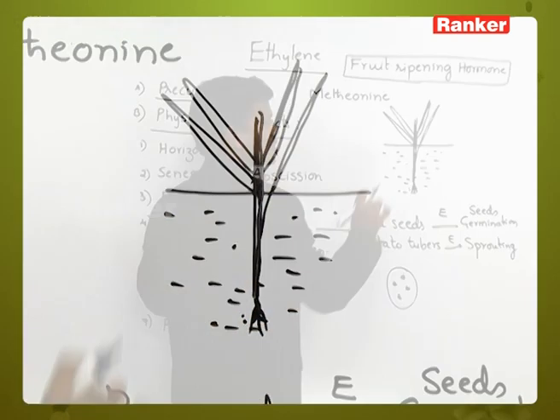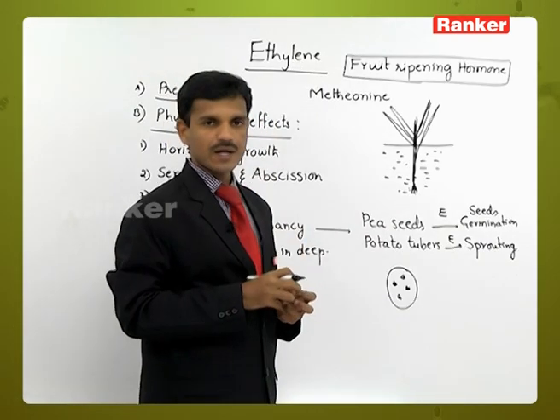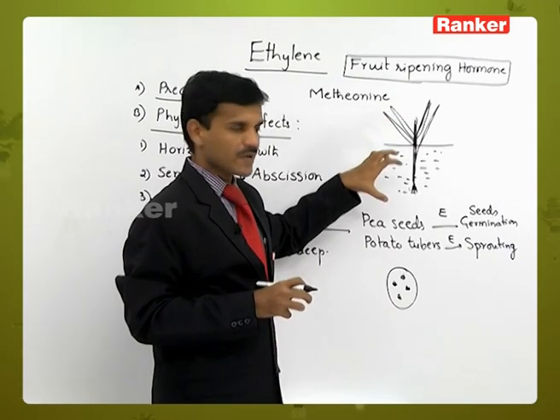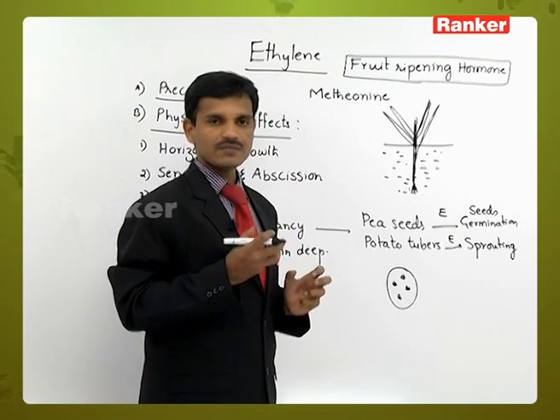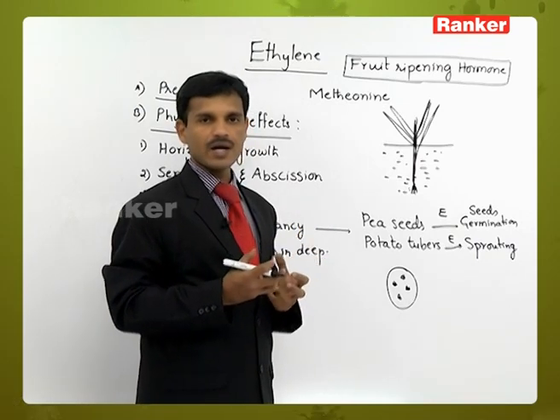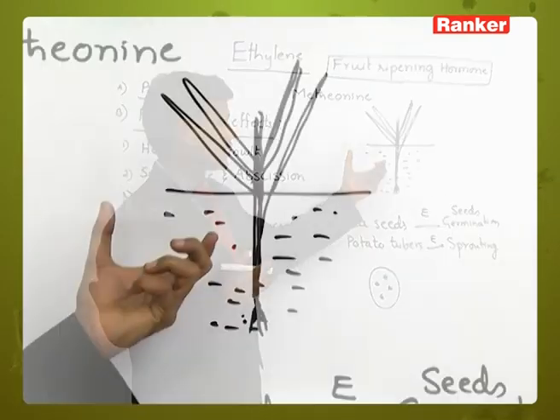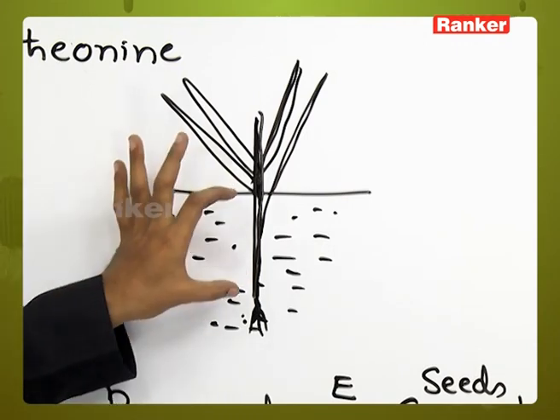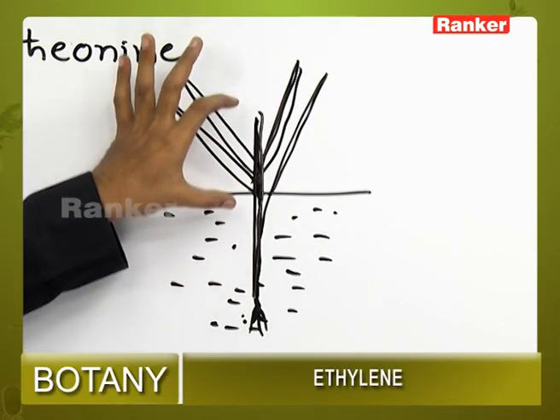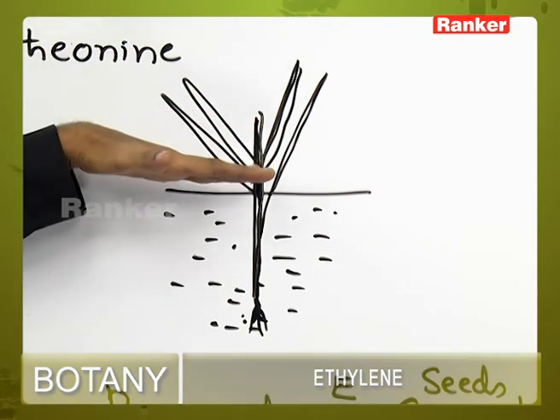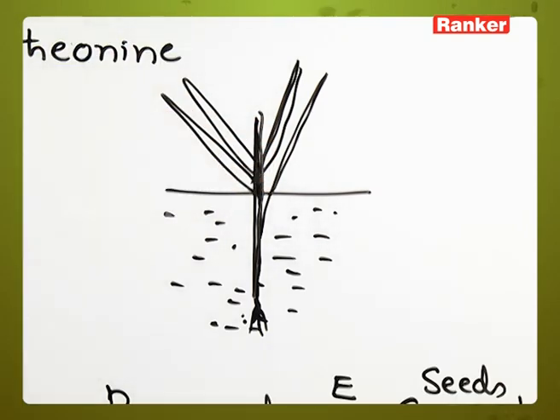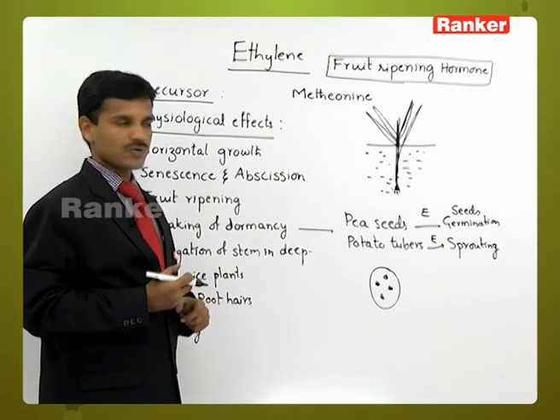Here, if ethylene is not present or not produced in the plant, the total plant is submerged. When it is submerged, the plant cannot get sufficient oxygen, carbon dioxide and light. That's why, due to the effect of ethylene, some of the aerial parts are coming outside and remain above the water level. So these leaves are coming outside and performing photosynthesis.